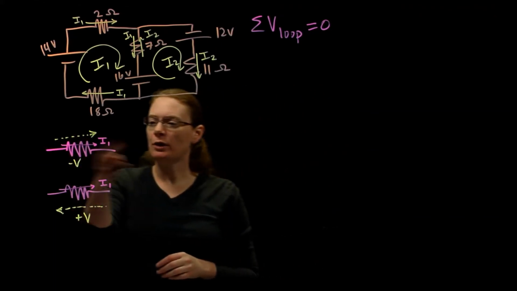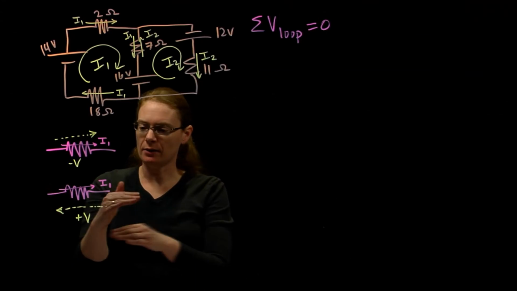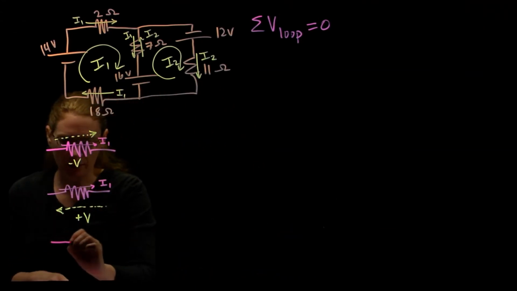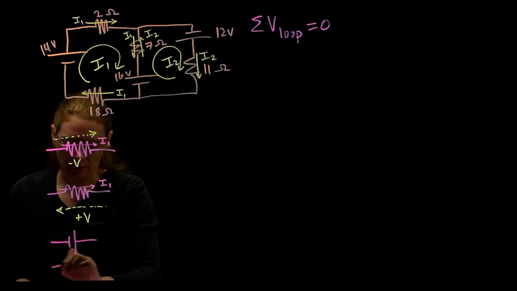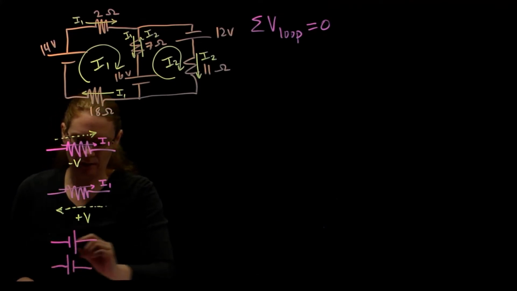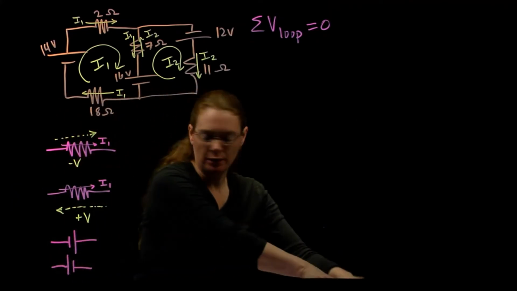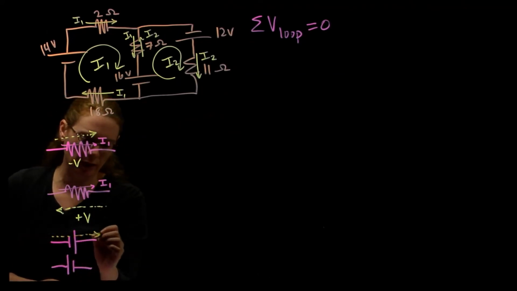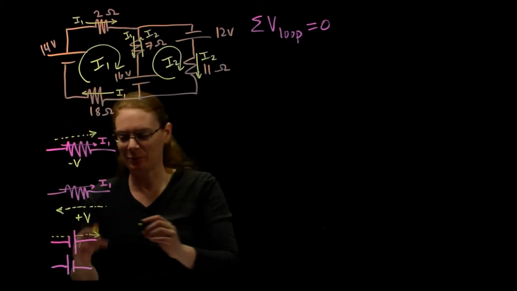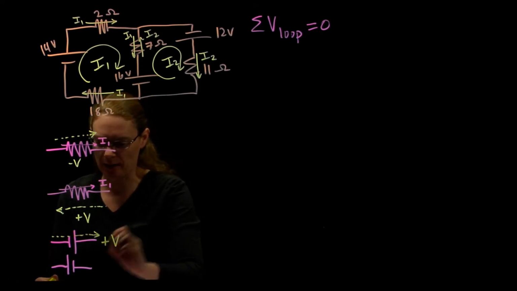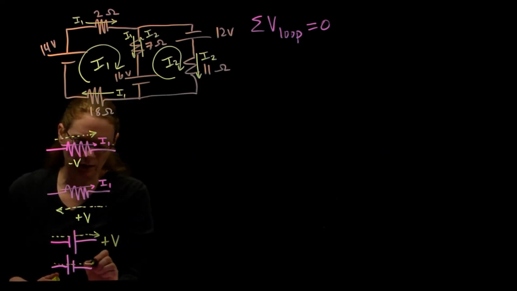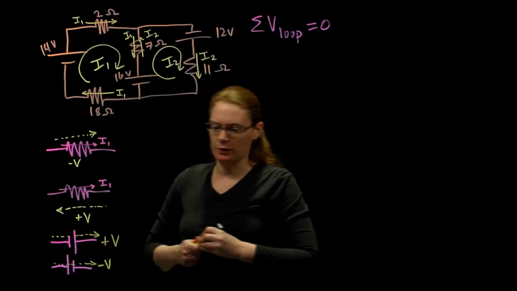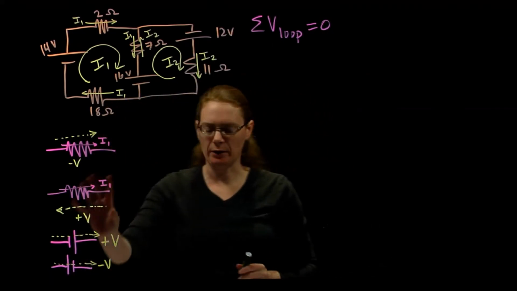When you walk with the current, it's a negative voltage. When you walk against the current, it's a positive voltage. And when you're walking with a battery, in the same direction the battery is working, it is a positive voltage. If we walk through the battery the other direction, it's a negative voltage. Those are just our little reminders.